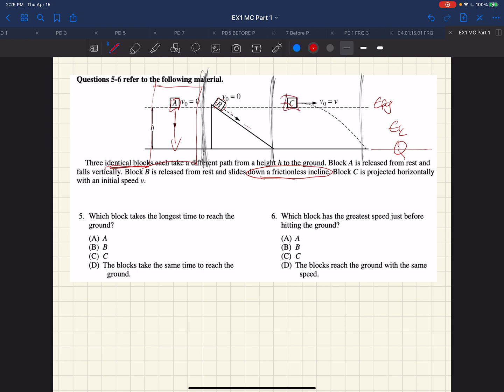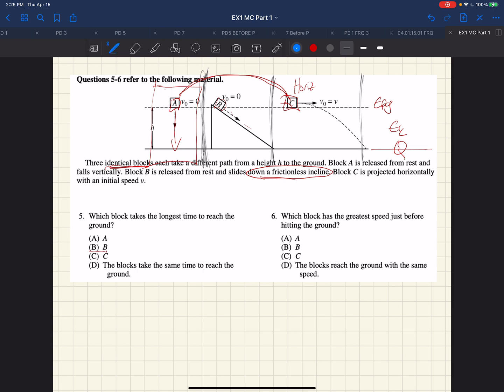Looking at choices A and C, this is a horizontal projectile, and this is a free fall dropped projectile. We know A and C take the same amount of time. So the only other option is either choice B or that all three take the same amount of time.